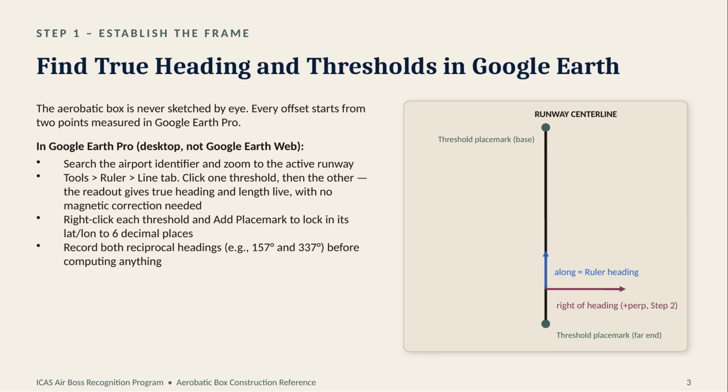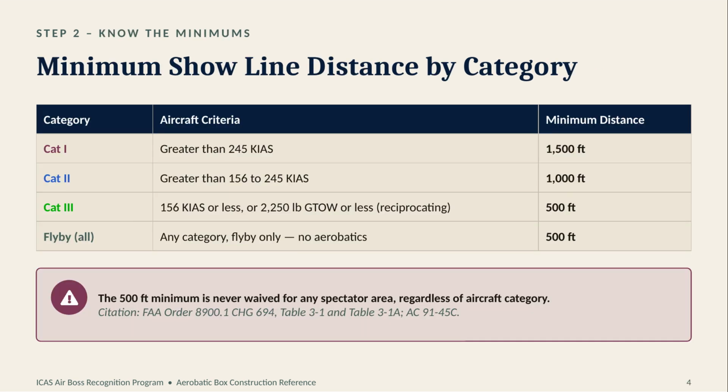The diagram on this slide shows the runway centerline as your baseline. Distances measured along that heading are your show line offsets. Distances measured perpendicular to the right of heading are the crowd line and box offsets you will calculate in Step 2. The 2 threshold placemarks, base and far end, are your only fixed reference points. With your reference frame established, Step 2 is knowing the minimums you're building toward.